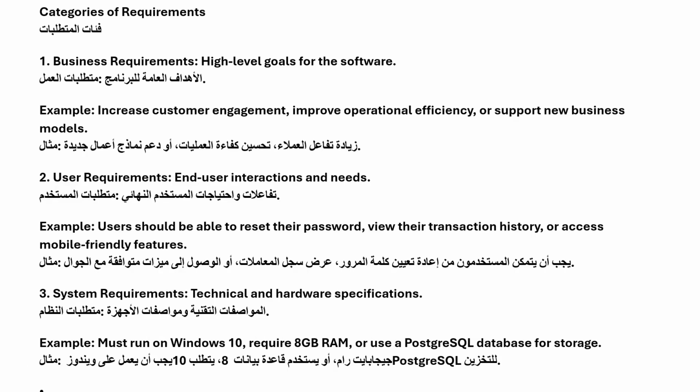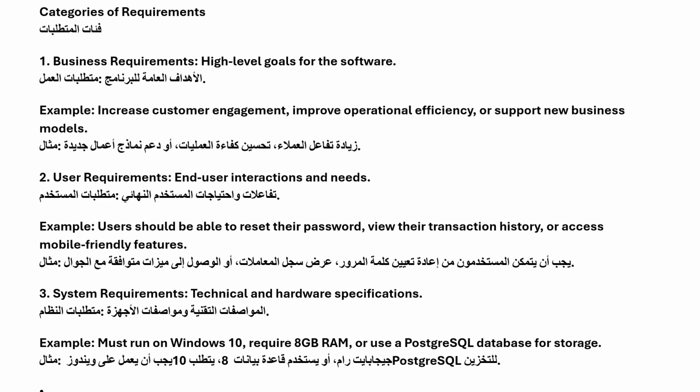There are several categories for requirements. The first one is business requirements. Business requirements mainly specify the goals of the software. For example, one of the requirements could be to increase customer engagement, improve operational efficiency, or support new business models. Now, this is also translated in Arabic.